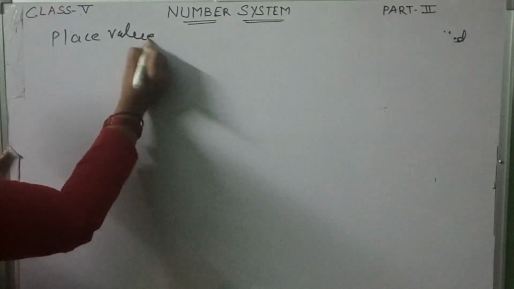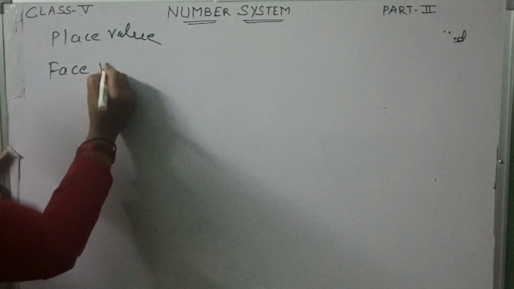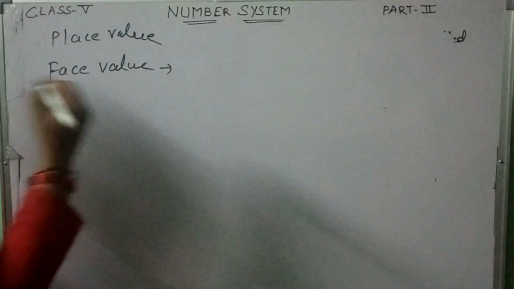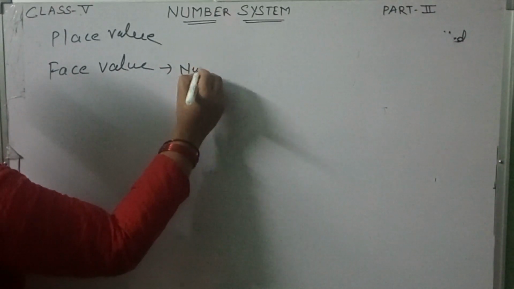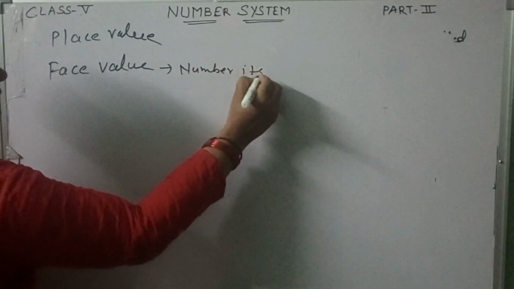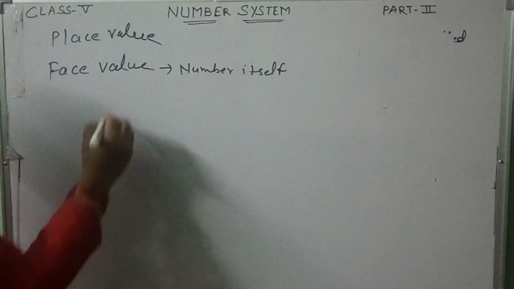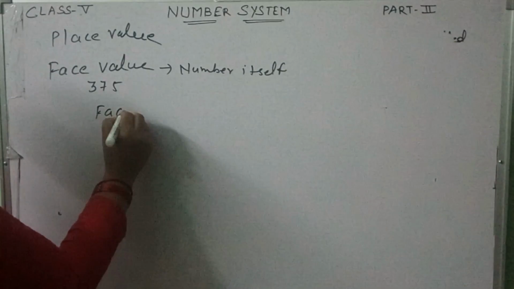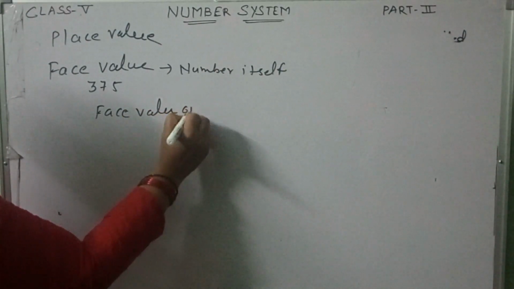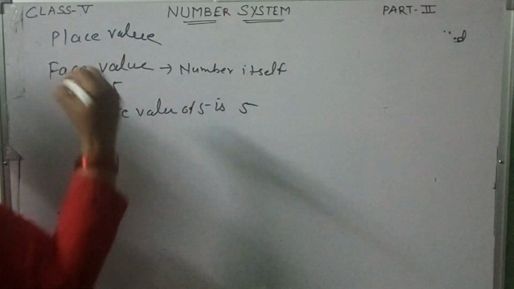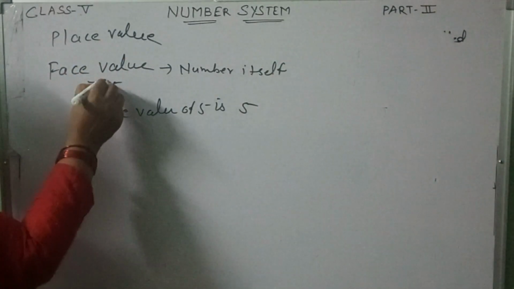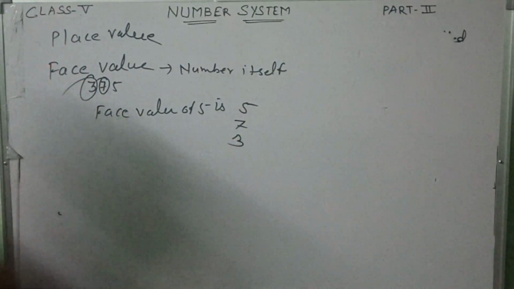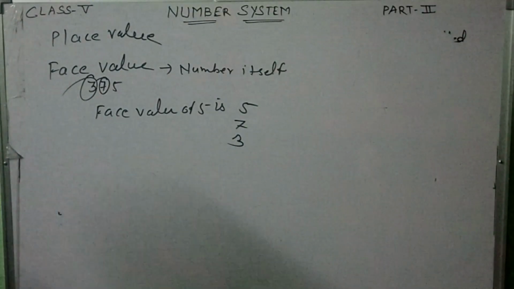Place value and face value. Two things I explain you here. Face value, the number itself. That means 375. Face value of 5 is 5. Same number we have to write. Now face value of 7 is 7. Face value of 3 is 3. Same way, number itself is the face value.